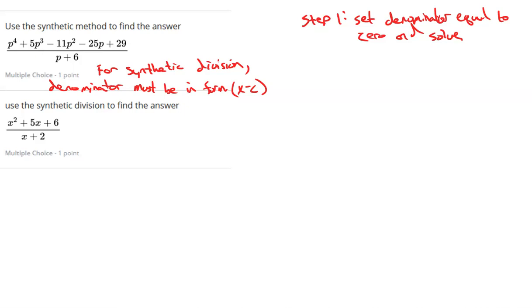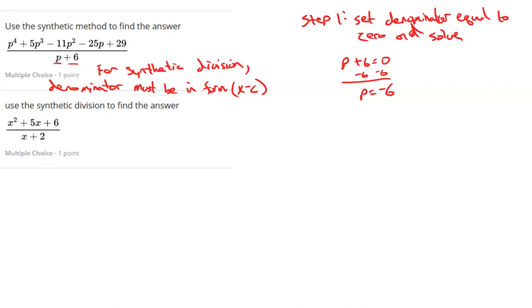It's like x plus 6 or x minus 6 or anything where you have the x term and the number term. You can use synthetic division. And the first step is to take this denominator and set it to 0 and solve it. So p plus 6 equals 0. Minus 6 to both sides. P is equal to negative 6.